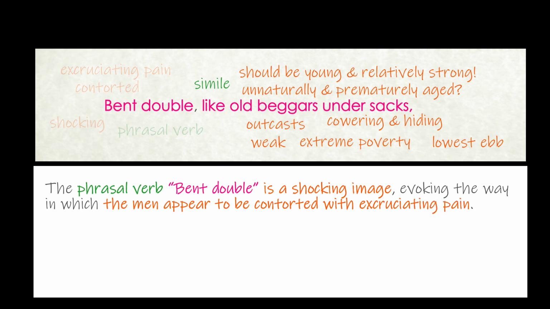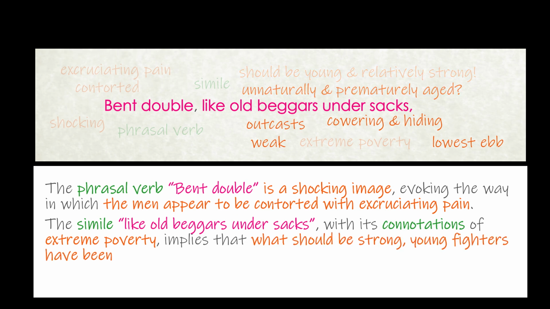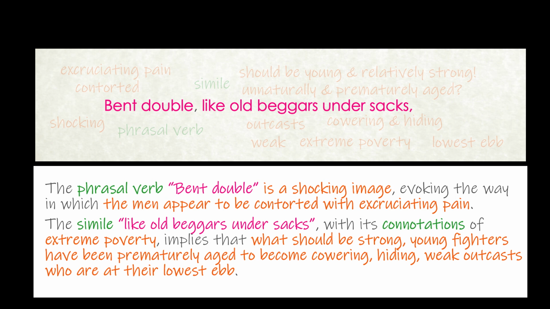As you can see, I've had to change it slightly to incorporate this comment here, which refers to the effect that the image has on the reader, which, of course, examiners are always looking for. I haven't used up all my annotations yet, so I'll carry on. The simile, "like old beggars under sacks", with its connotations of extreme poverty, implies that what should be strong young fighters have been prematurely aged to become cowering, hiding, weak outcasts who are at their lowest ebb. Once again, I've had to tweak the framework slightly, adding this phrase here, so that I can include all of my annotations.